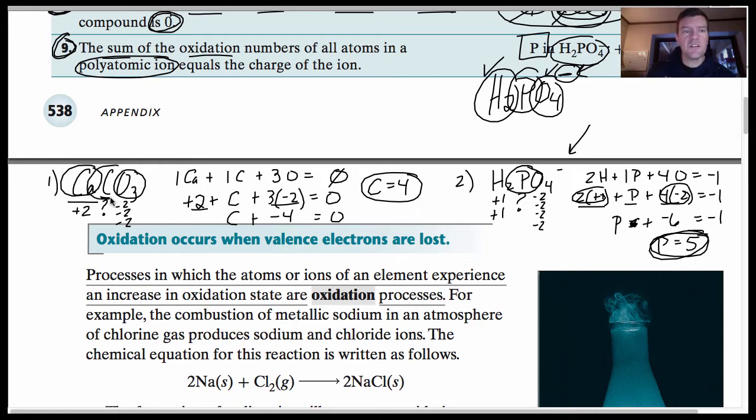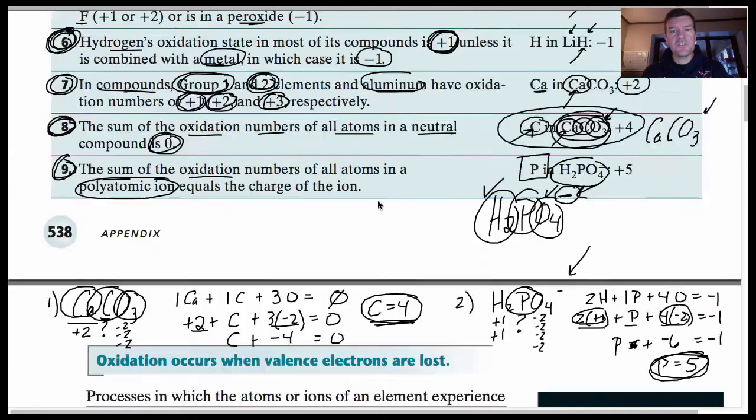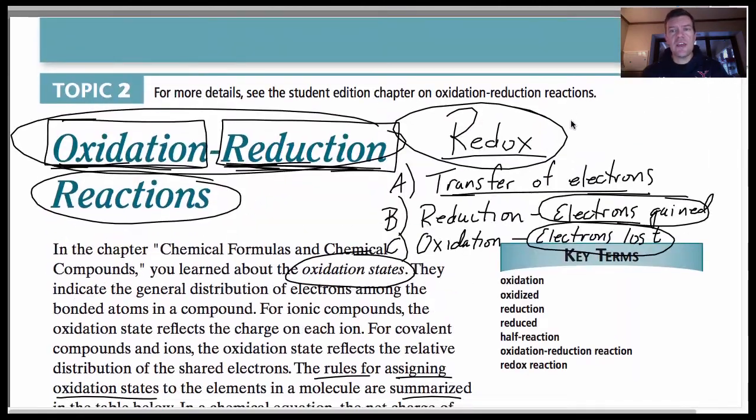Same thing here. Maybe this carbon, on one side of the reaction its oxidation number is 4, and then on the other side it's something different. And so we know that it either lost or gained electrons, depending on whether the oxidation number goes up or down. So we're just tracking the oxidation numbers to see if there's a change. And if there's a change, then we know that we have a redox reaction because of a transfer of electrons. Okay?